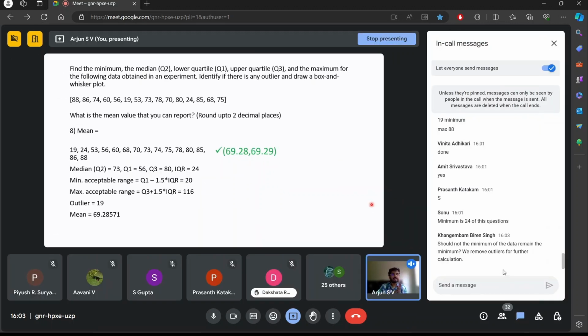Kangembam Biren Singh is asking, should not the minimum of the data remain the minimum? We remove outliers for further calculation. Outliers are just presented. They are not included in the box and whisker plot. So the plot ends at the minimum range. The last whisker, the plot ends there. Below that, if an outlier is there, it is just there. You can just visualize it, but you can't use it for any sort of calculation. The same goes for any data point above the maximum range as well.